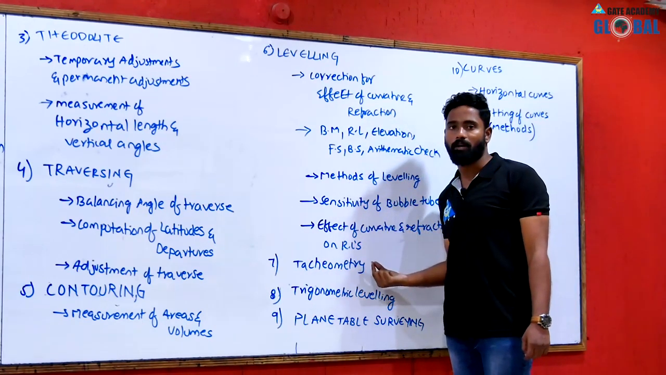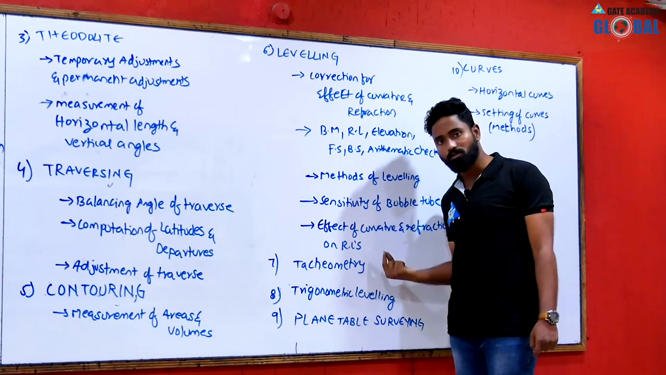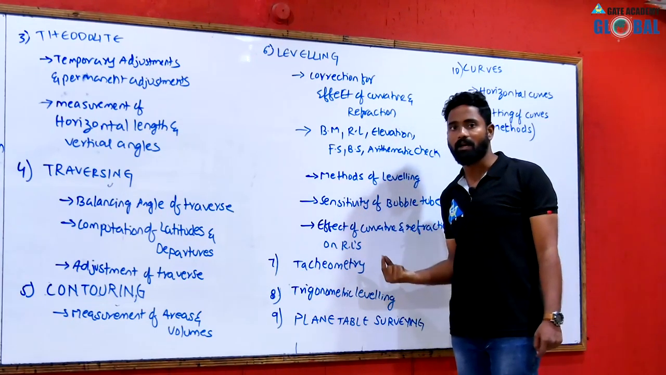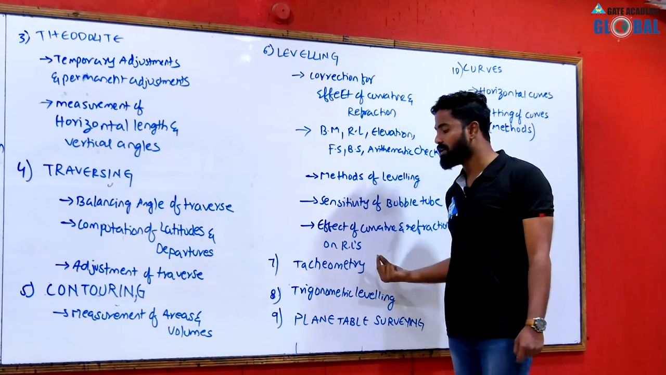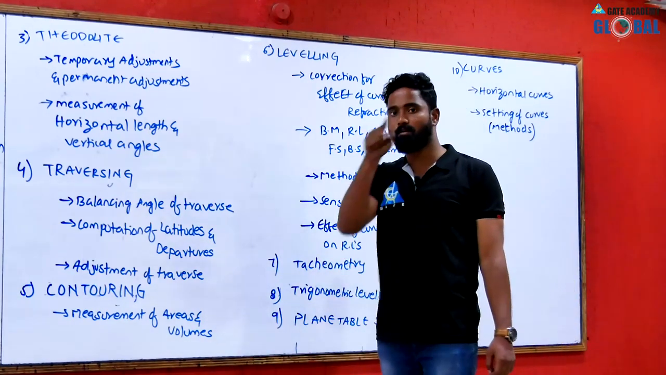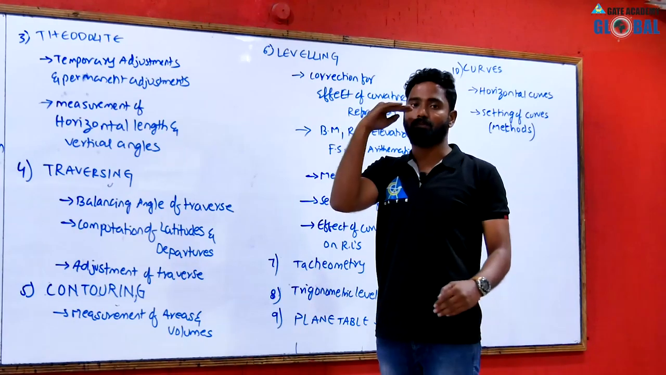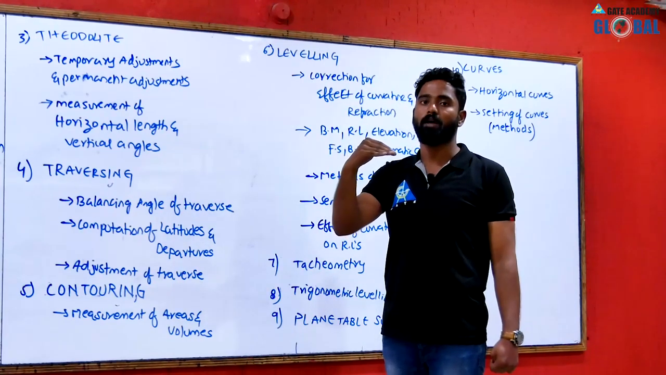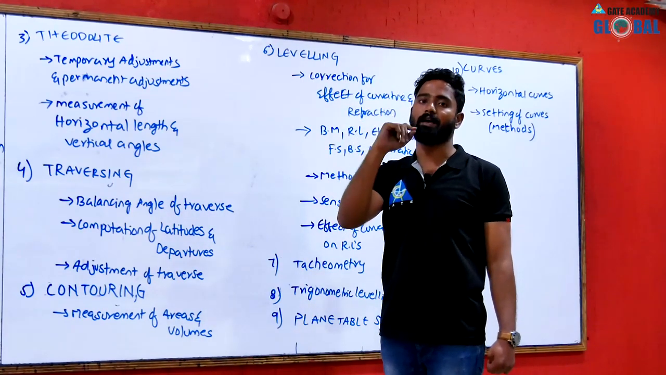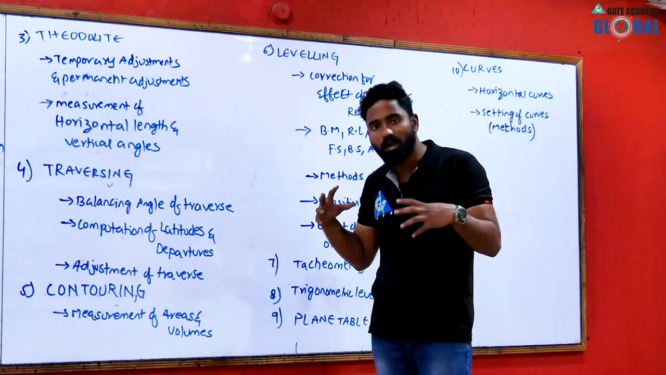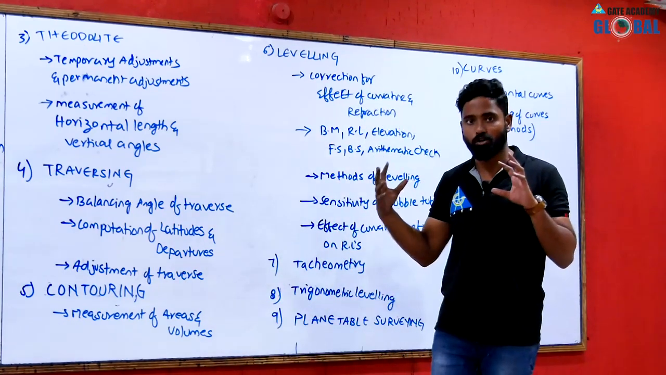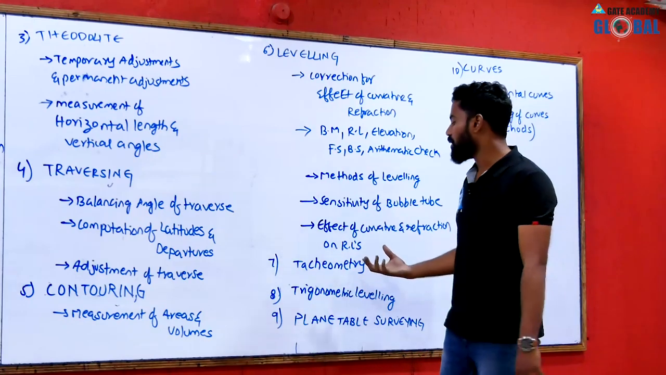Next, tachyometry. Tachyometry is also an instrument which is used to measure the angles and horizontal distances. Here you will see the stadia hair. There will be three hairs in this: middle hair, top hair, bottom hair. Based on this, you will get the three angles, and based on that you can exactly measure the horizontal distances, elevations and all those things.